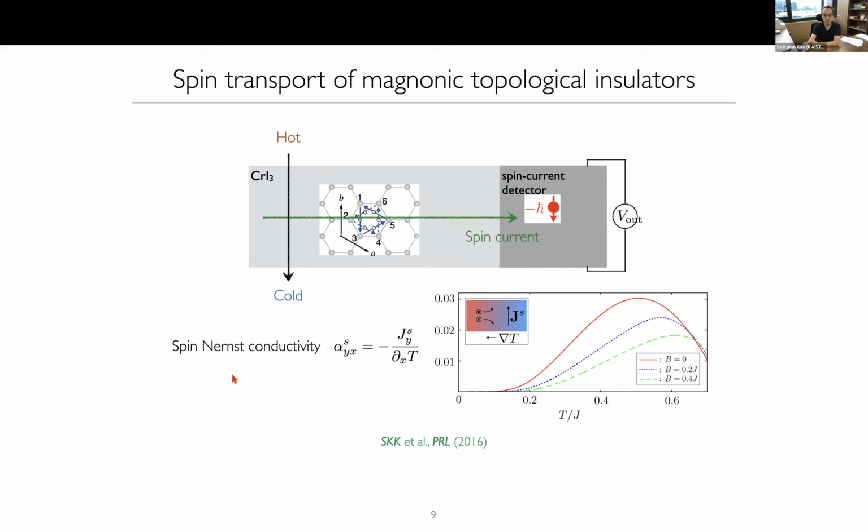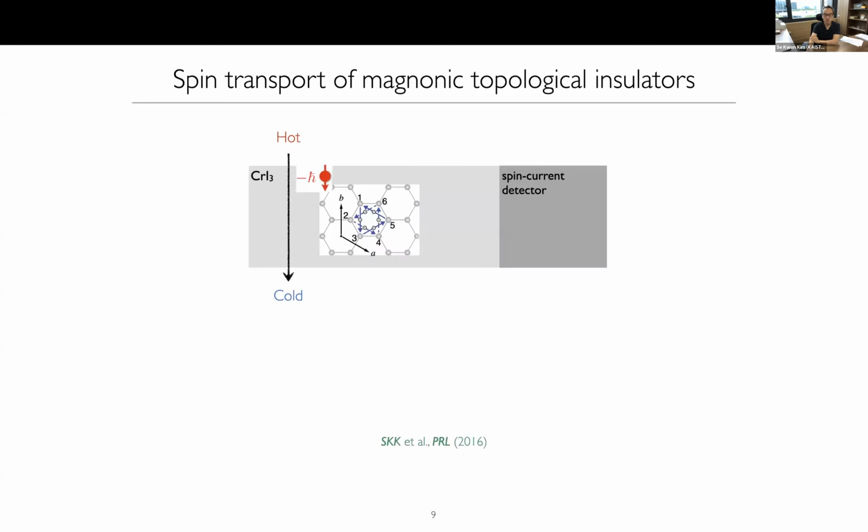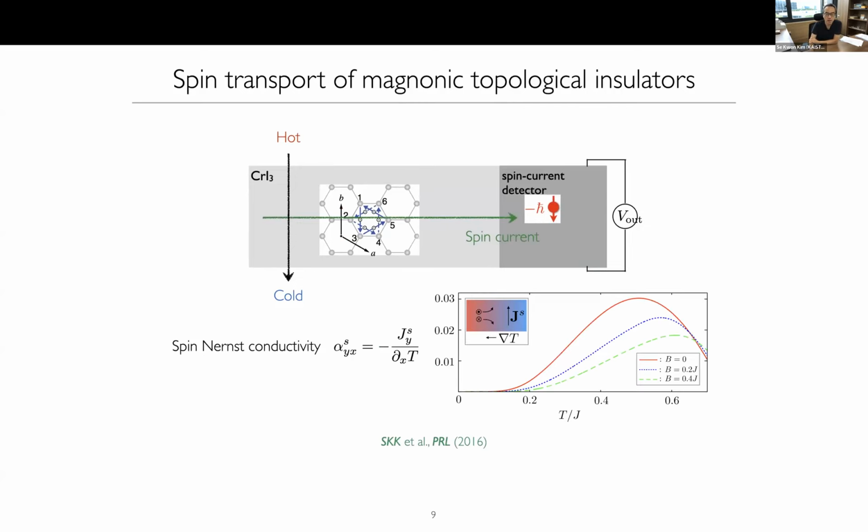So this generation of a transverse spin current upon the longitudinal temperature gradient is called the spin Nernst effect, and it's quantified by spin Nernst conductivity. And so when experimentalists perform this measurement, if they observe finite spin Nernst conductivity as a function of temperature, shown as in this image, then that should serve as an experimental evidence for Berry curvature of the magnon bands in a honeycomb ferromagnet.